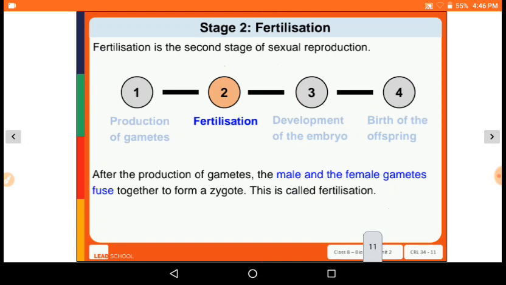Next is fertilization. After the production of the gametes, the male and female gametes fuse together to form the zygote. When the male and female gametes combine, a zygote is formed. It is called the fertilization process.